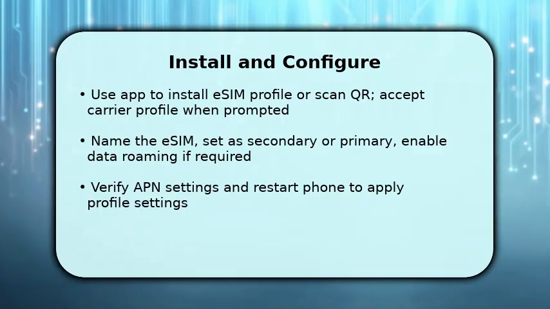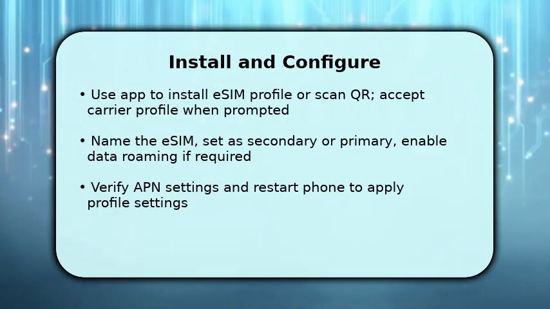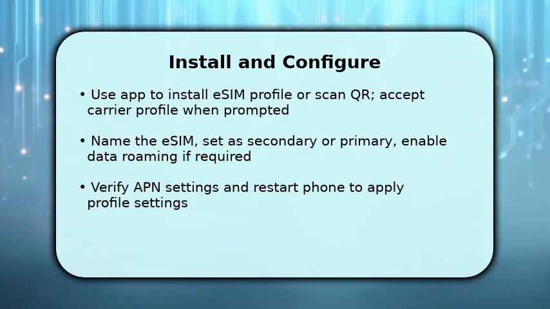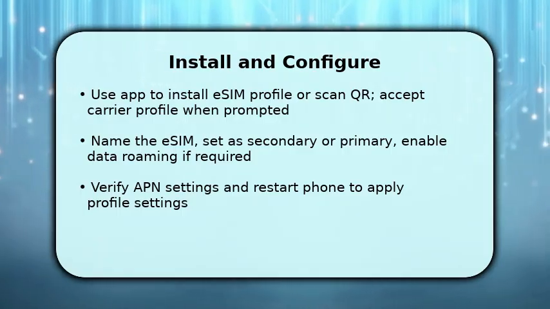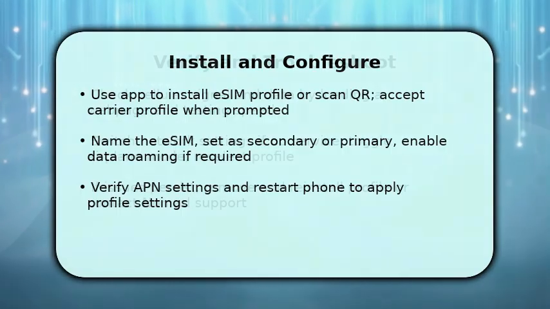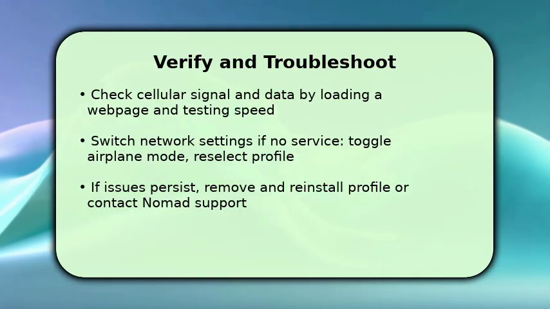Make sure APN values match the plan. If they don't, edit them manually. Once configured, restart your phone to finish by verifying service. Load a web page and run a quick speed test to confirm data works.